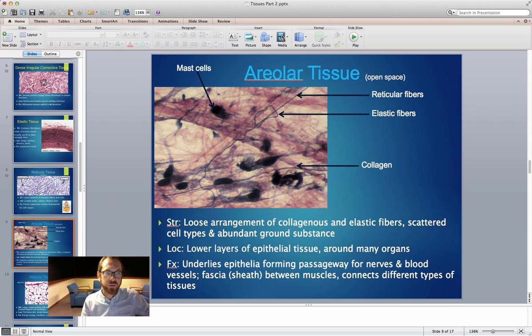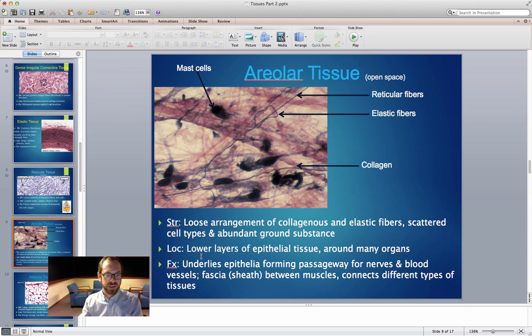Next, we have areolar tissue. And the structure of this tissue is this loose arrangement of various fibers, including collagen and elastic and reticular fibers, and these scattered mast cells throughout the tissue. And a nice way to think about this is areolar should make you think about air, and there appears to be a lot of space or a lot of air within this tissue. That's just a helpful way to remember what this looks like, because it is very open in appearance.